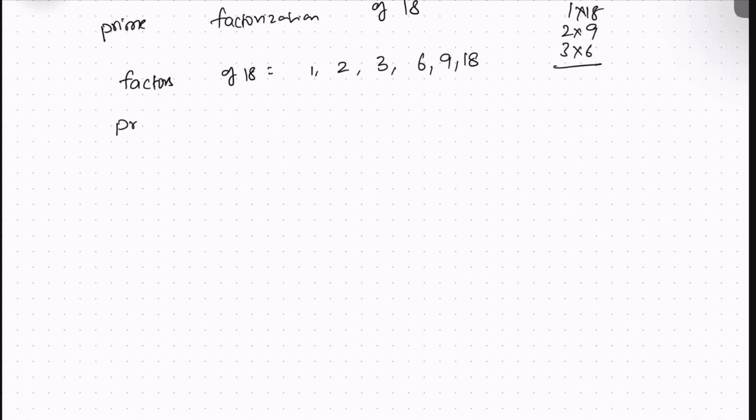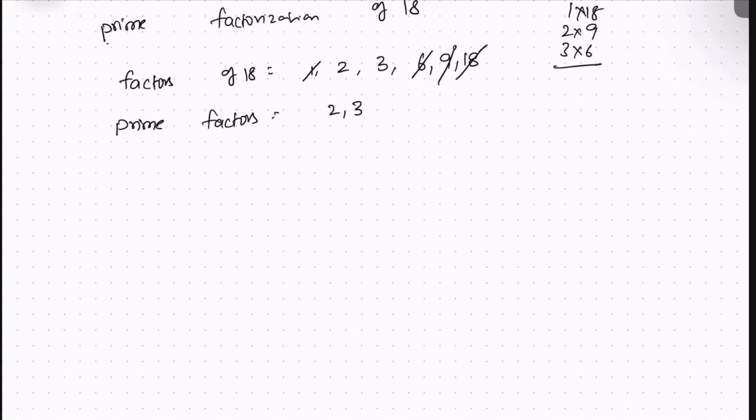What are the prime factors of 18? We know that 1 is not a prime, and 6 is not a prime, and 9 is not a prime, because 3 times 3 is 9, and 18 itself is also not prime, because it is 2 times 9. So the prime factors are 2 comma 3.